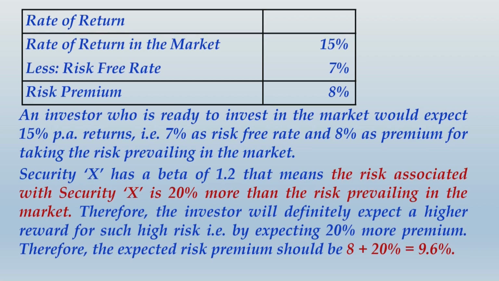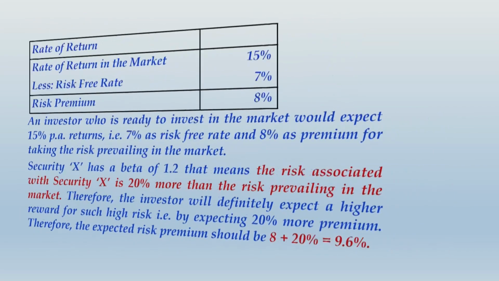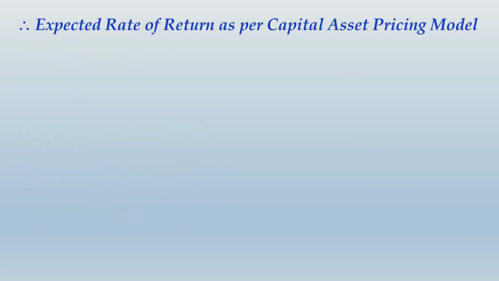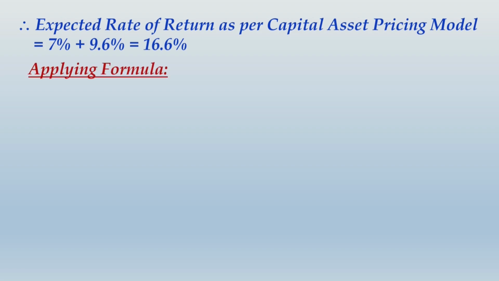Alright friends, once you have completed writing this much, let us move ahead and continue further. Therefore, the expected rate of return as per capital asset pricing model will be 7% plus 9.6%, that will be 16.6%. So 16.6% is your final answer, but you cannot always go ahead with this kind of descriptive answer. You should always arrive at the shorter approach by using the formula or the CAPM equation, that is this one.